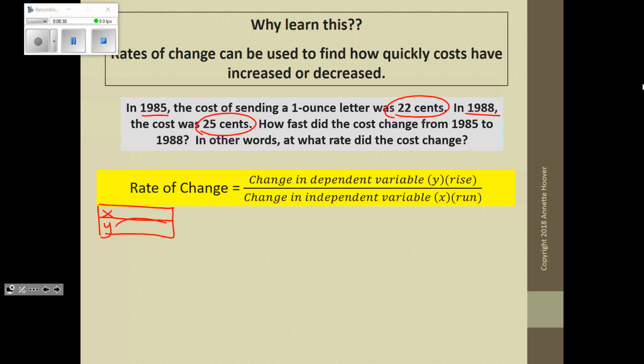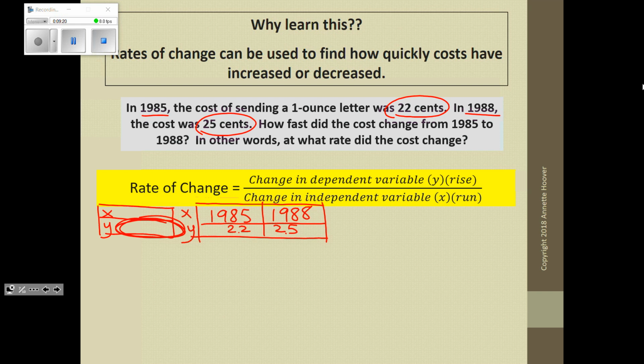So when you set this up, you have to think, okay, I've got to subtract the y's on the top, or the dependent variable. The cost was dependent on the years. I think I just said that wrong. In our table that we just had, we had the years up here in the x, 1985 and 1988. It will help me just to draw it out. So that was our independent, remember, I'm reminding myself. And the y, the dependent variable, was the 22 cents and the 25 cents. So we want to subtract the y's on the top. So our y's were 22 and 25.